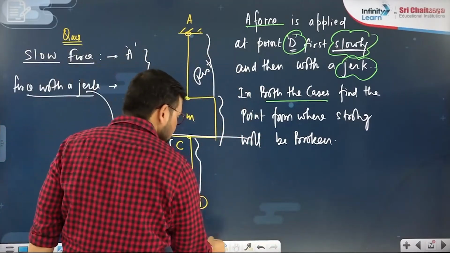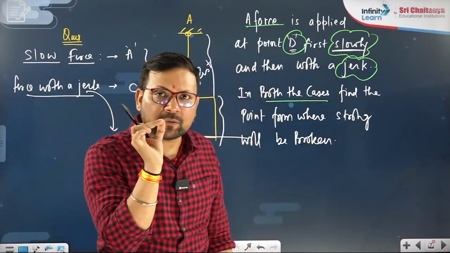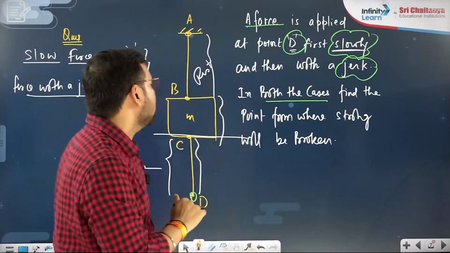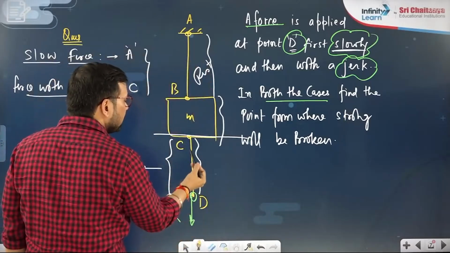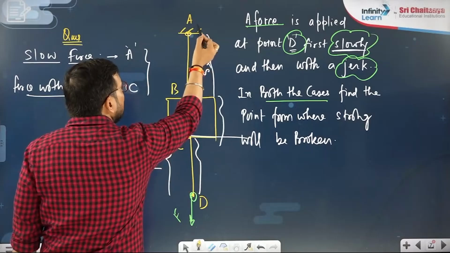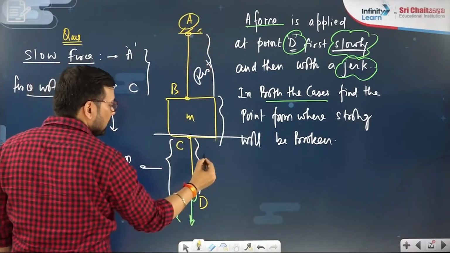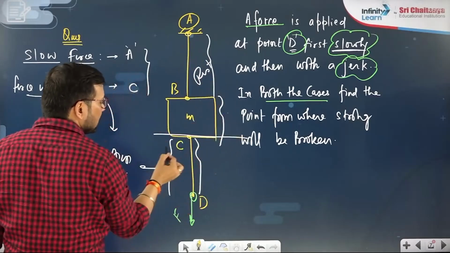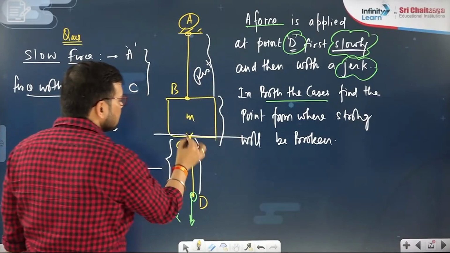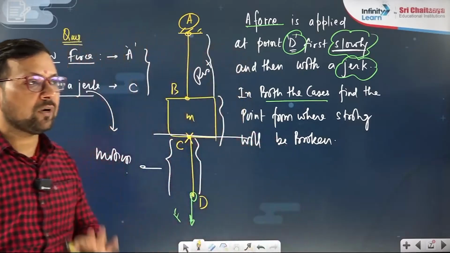So if the question is asking, where is the breaking point? See at which point motion and rest are being separated. So when you are applying force slowly, the entire body will have one state of motion and it will be broken at A. When you are applying it with a jerk, only that part will come into motion, and the rest of the body will be at rest. Rest and motion are being separated at point C. C will be the breaking point. I hope you got this. Breaking point concept, have you got it, everyone?